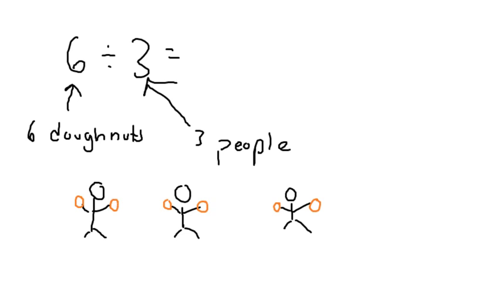Looks like to me that each person has 2 donuts. 1, 2 here, 1, 2 here, 1, 2 here. So 6 divided by 3 is also 2. Okay.